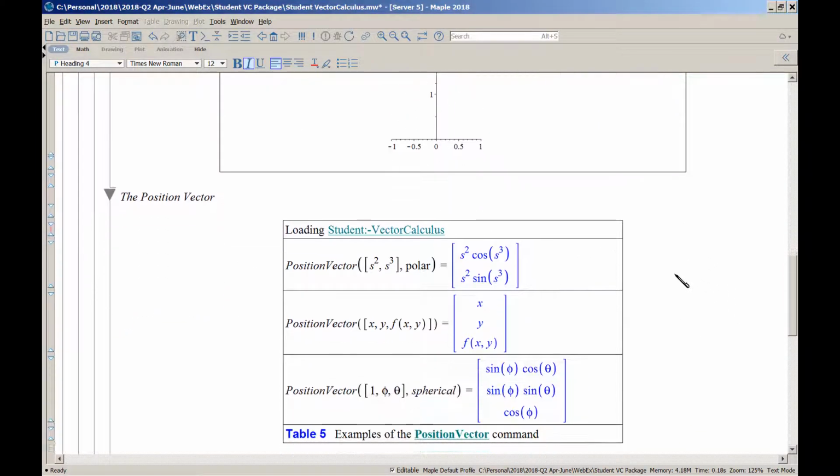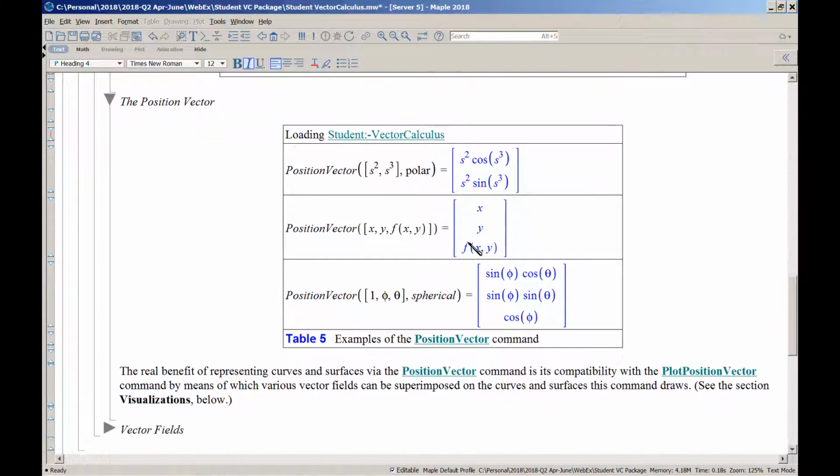Position vector. So I've said it's always a Cartesian vector. So suppose you have s squared, s cubed, and you say polar. Well, then this is interpreted as r, and that's r cos theta. That's interpreted as theta, r sine theta. So this would be the Cartesian equivalent of something defined in polar coordinates.